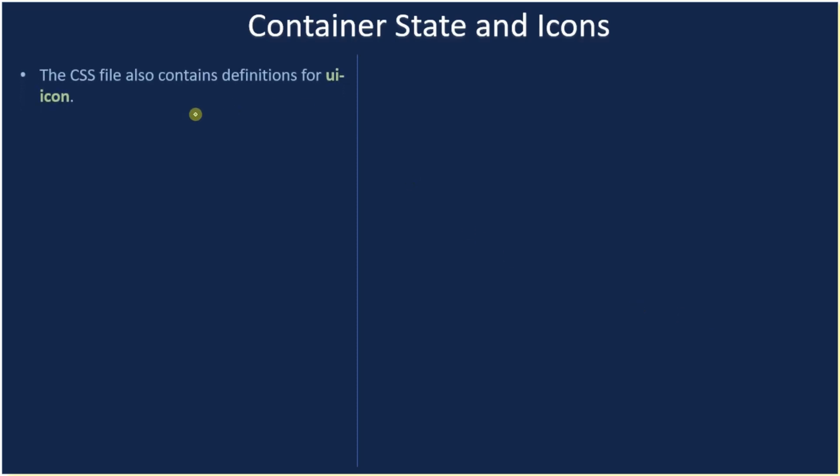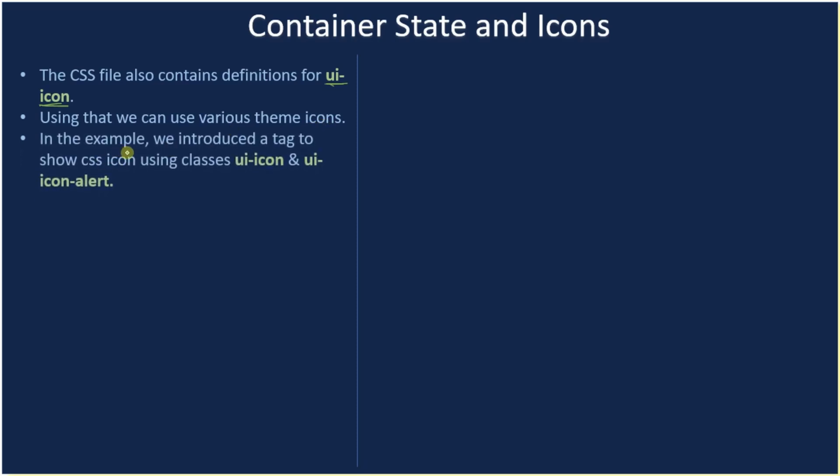The CSS file also contains definitions for UI icons. When you search the CSS file for ui-icon, you can see multiple such icons defined inside the CSS file. Using that, we can use various theme icons. In the example, we introduced a tag to show a CSS icon using the classes ui-icon as well as ui-icon-alert.